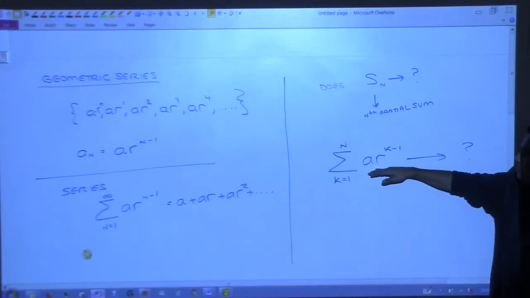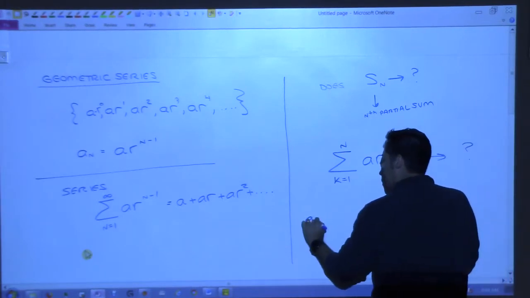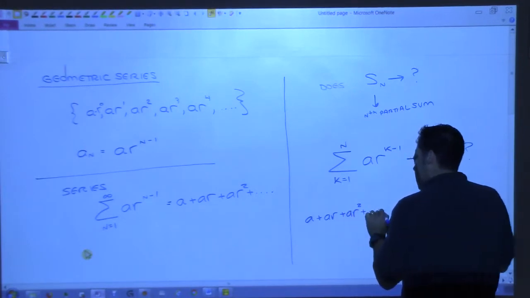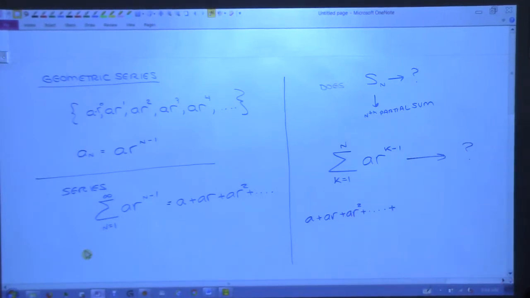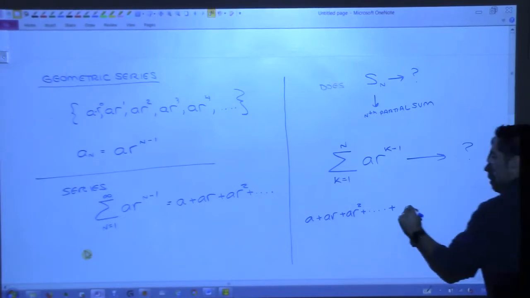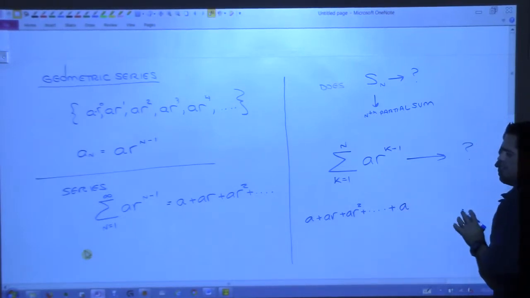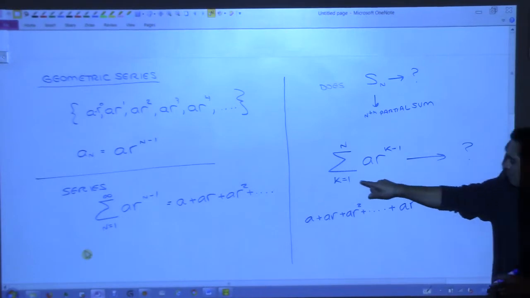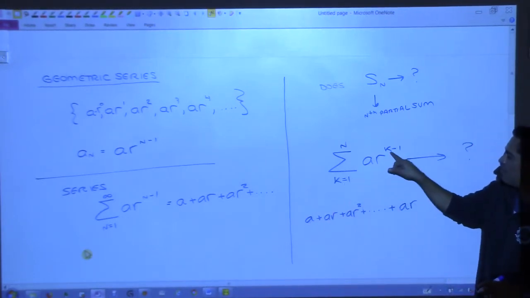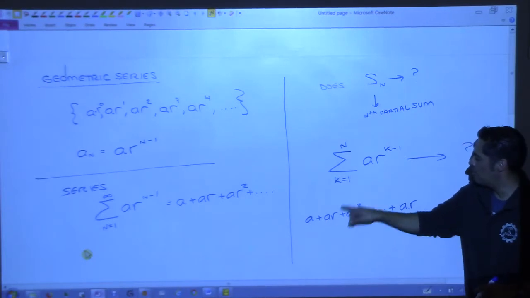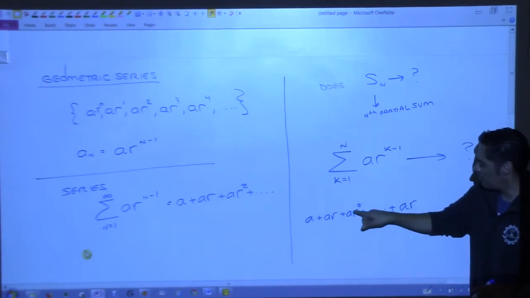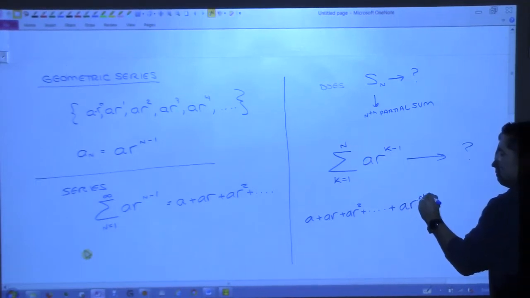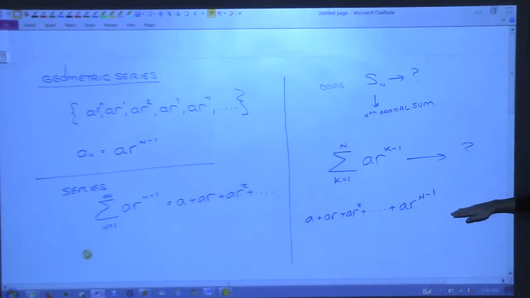Well, let's write out what this is. This side right here would be a plus a r plus a r squared plus, now be real careful here, tell me where I stop. Remember, to get this one I plugged in k as 1 and got r to the 0. When I got this one I plugged in k as 2, then k is 3, 4, 5, 6, and I stop at n. So when I plug n in here, I get a r to the n minus 1. That is the nth partial sum of this.